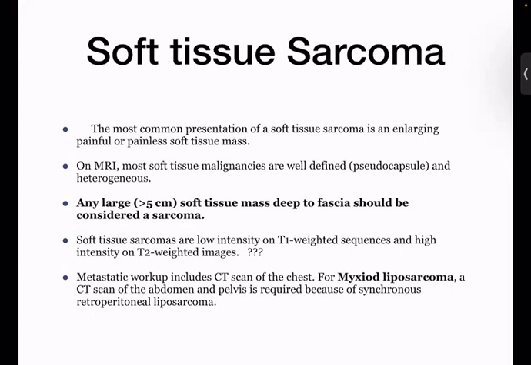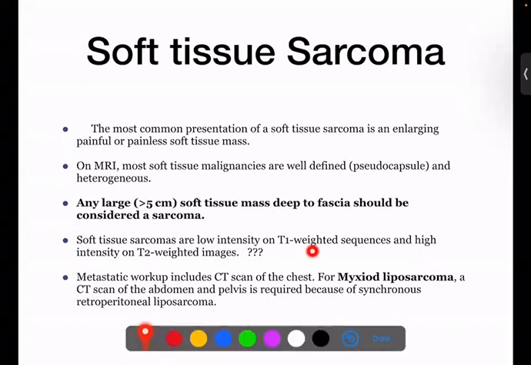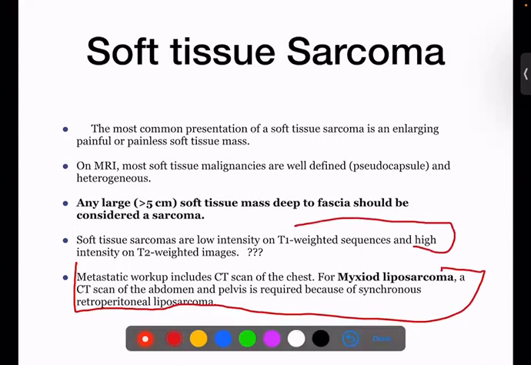It's not yet in the books, but for your exam purposes and your residency, myxoid liposarcoma staging includes CT chest, abdomen, pelvis. For all of soft tissue sarcomas, we usually include only CT chest, but for myxoid liposarcoma, CT chest, abdomen, pelvis. And this is an MCQ question.